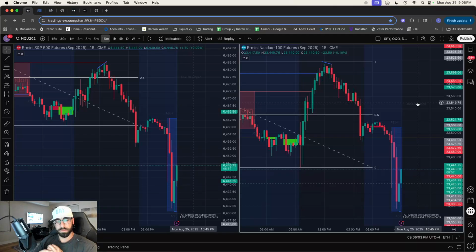and we sweep buy side liquidity. Pre-market, we got the accumulation, manipulation, faking out a bunch of buyers thinking we're going to go higher. And then we get the distribution.